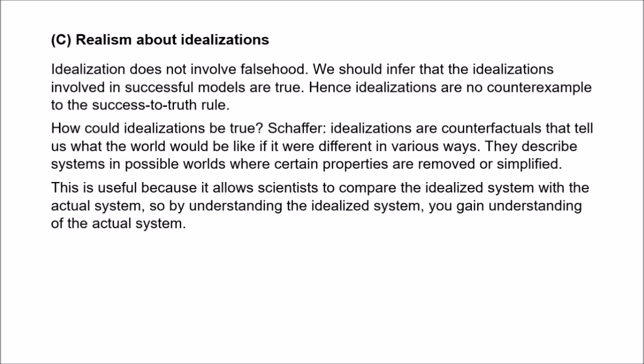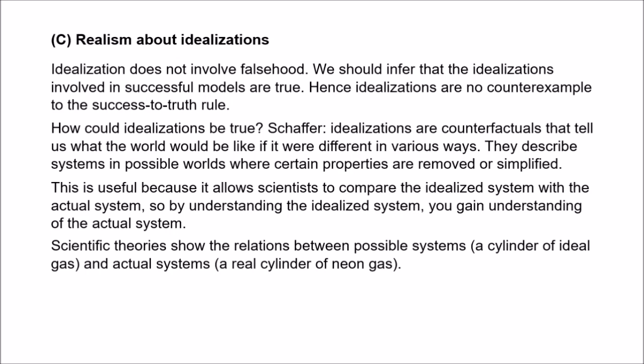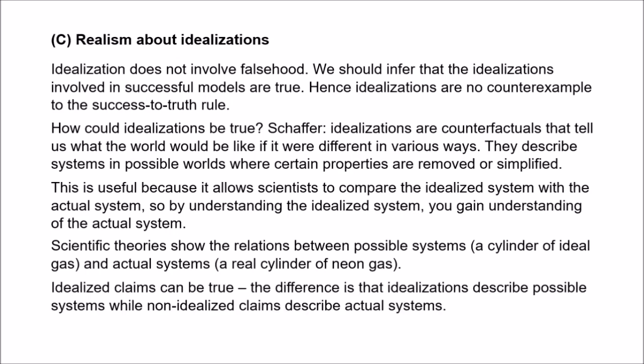So, scientific theories describe relations between possible objects, like a cylinder of ideal gas, and actual objects, like a cylinder of neon gas. When idealized claims play a crucial role in successful theories and models, we should apply the success to truth rule and infer that those claims are literally true, in just the same sense that non-idealized claims are true. The difference is that non-idealized claims describe actual states of affairs, whereas idealizations describe possible states of affairs. Scientific theories and models as a whole, then, describe the behaviour of both actual and possible objects, and also the relations between these objects. So, this view completely undermines the threat of idealization, because it simply applies realism to idealization.